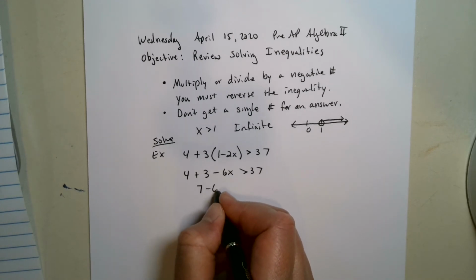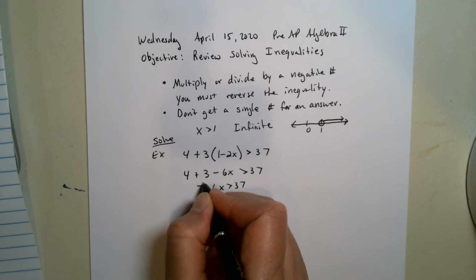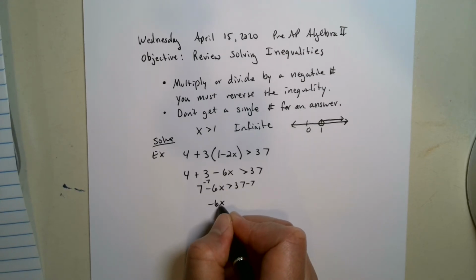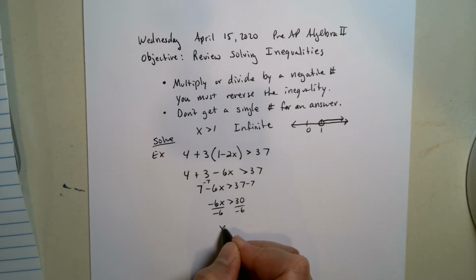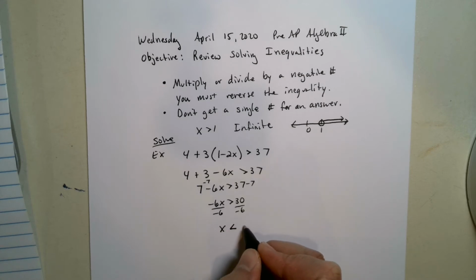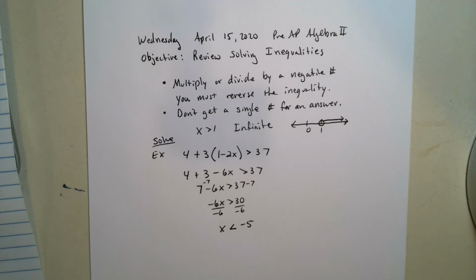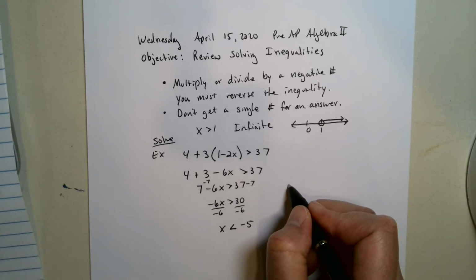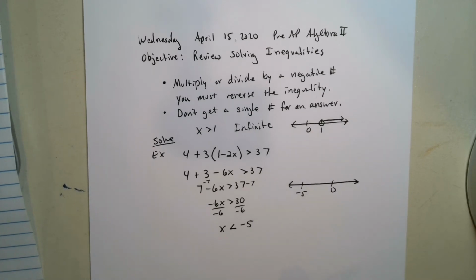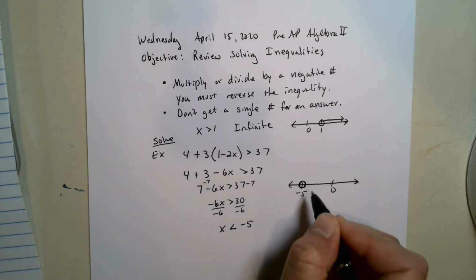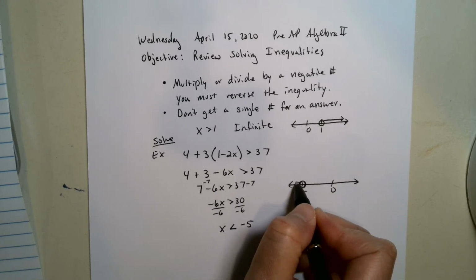So this is going to be 7. And then I'm going to subtract the 7 over. And then I'm going to divide by negative 6. And when you divide by a negative, you've got to remember to reverse your inequality symbol. And so I want numbers that are less than or equal, or excuse me, less than negative 5. So on my number line, I'm going to go to 0 and negative 5. And again, I don't have an equal sign, so this would be an open circle. And I want numbers that are less than negative 5.